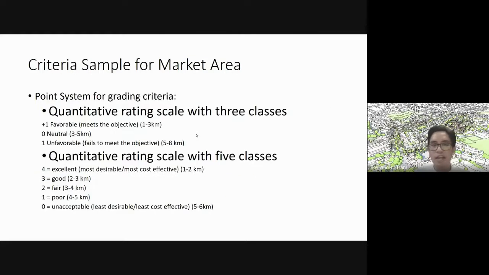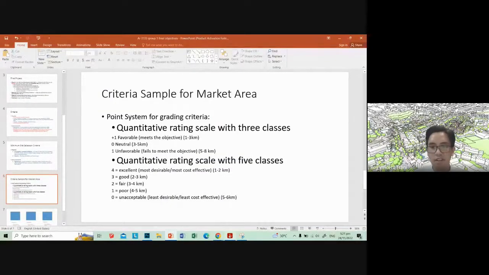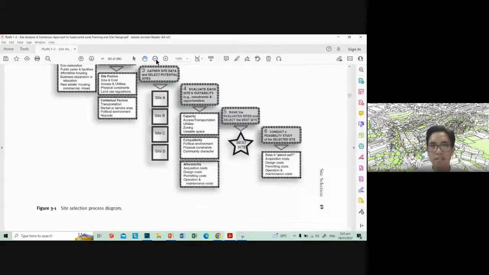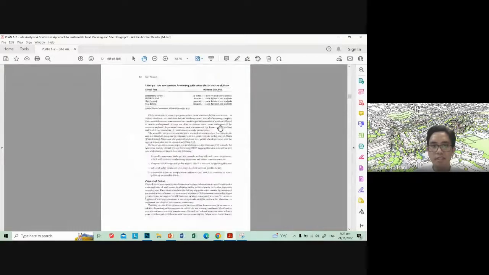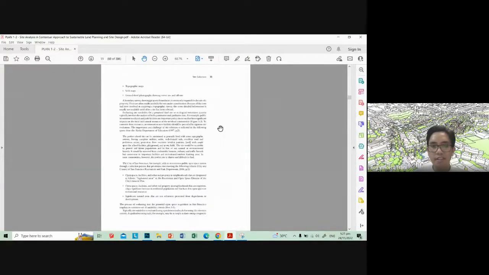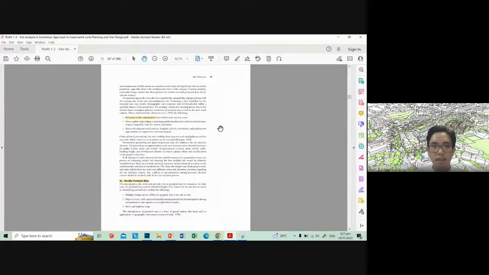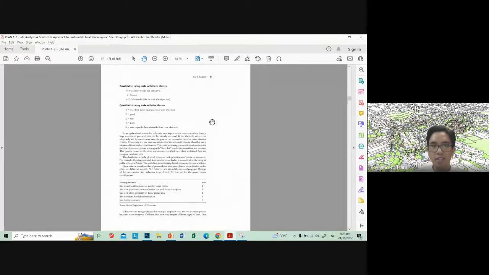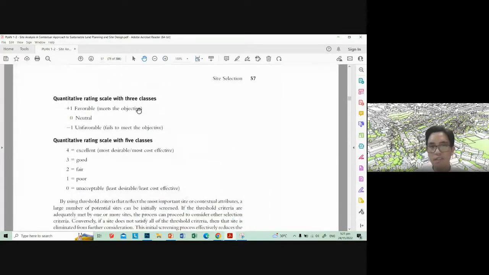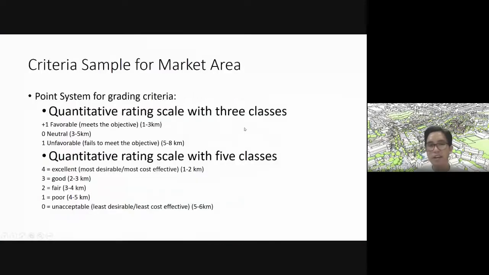So over here, I have a sample grading scale. This is also provided in the book. If you go over here, I'll scroll down a bit. We basically determine the site selection criteria and then grading. Identify potential sites, we already did that. Evaluate each site's suitability, and they have it over here on page 57. You can use a scale with 3 classes or a scale with 5 classes. That's the advised number of classes, or scores.